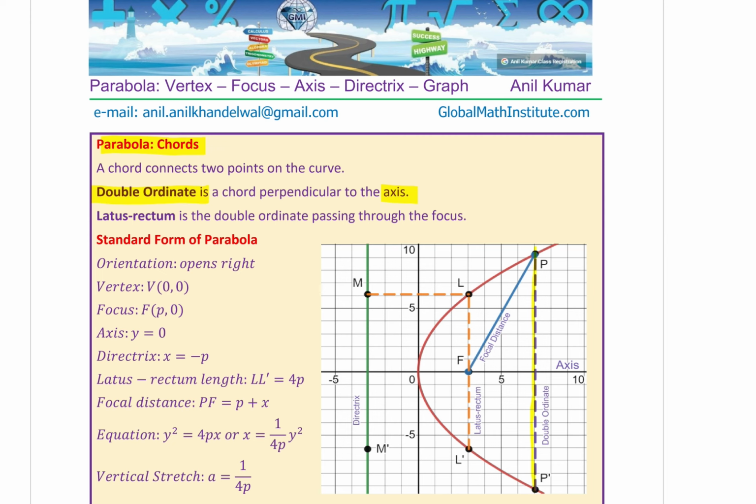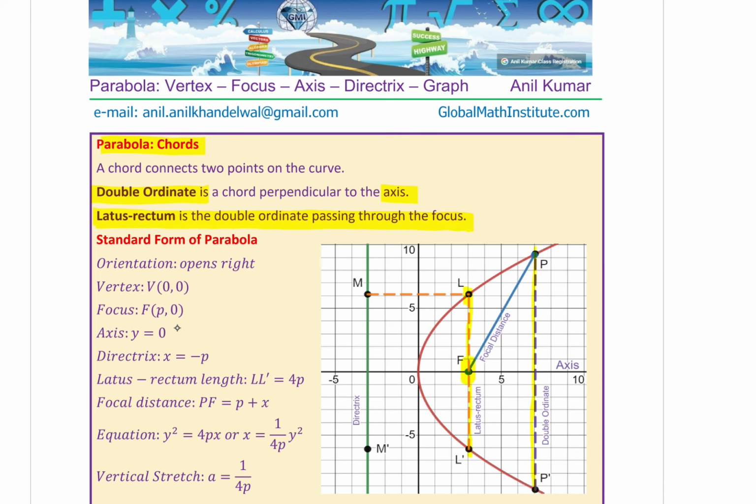A special case of double ordinate which passes through the focus is called Latus-rectum. Latus-rectum is the double ordinate passing through the focus, as shown here, L to L dash. We'll also work out a formula to represent its value.